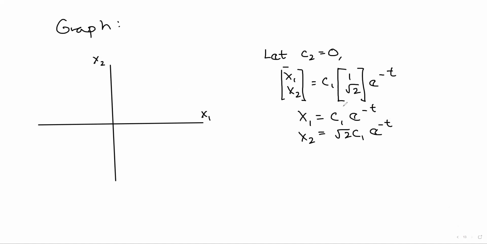And so we want these to be the same. So we can multiply this first equation by root 2, and that will make it so that you'll have root 2 c1 e to the negative t. That will make these the same. And then we'll have root 2 x1 equals x2. All right, and so to go through and graph that, we've got a slope of root 2. So you want to go up root 2, then go over 1, this point, and then we'll have our line. That line represents x1. And since we have a negative exponent, we know that points are moving toward the origin.